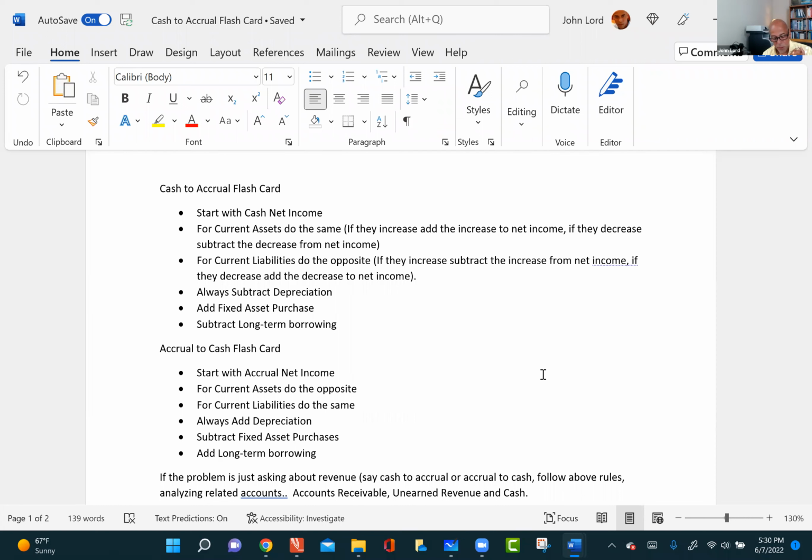Now, for accrual to cash, then what? Well, now we're going to reverse the rules we saw earlier. You would start with what? Start with the accrual net income. And for current assets, do the opposite. For current liabilities, do the same. Always add depreciation, subtract fixed asset purchases, and then add long-term borrowing to go from your accrual net income to cash. So we basically just flip those rules around that we saw previously.